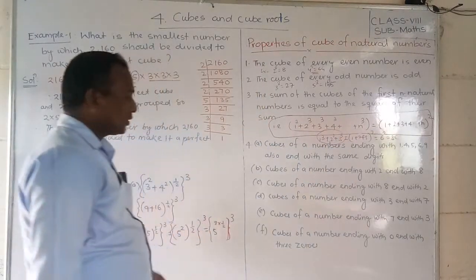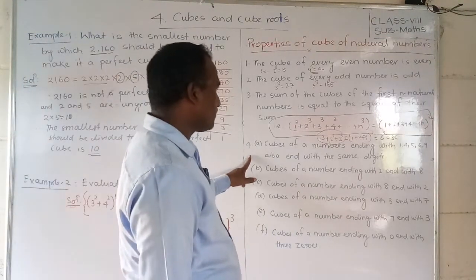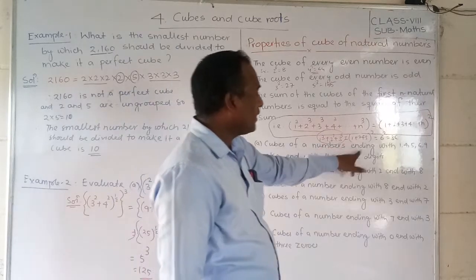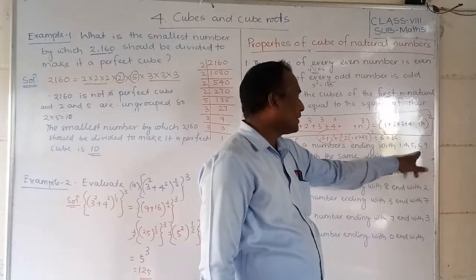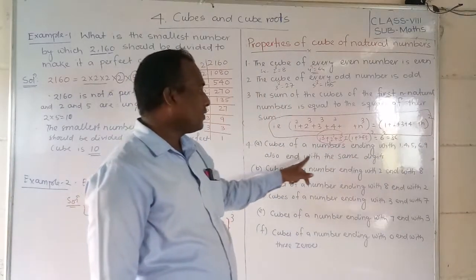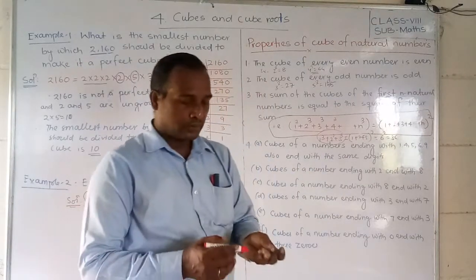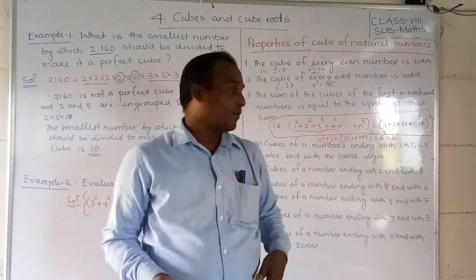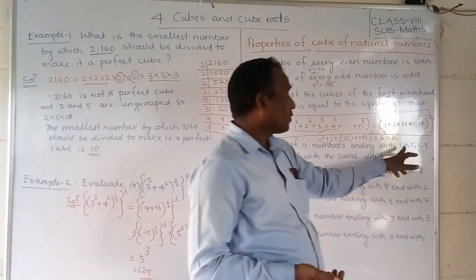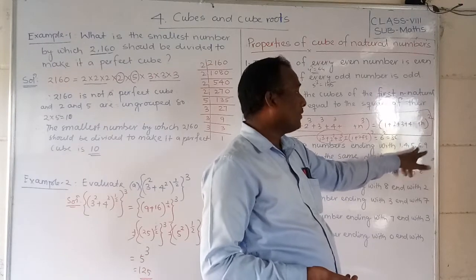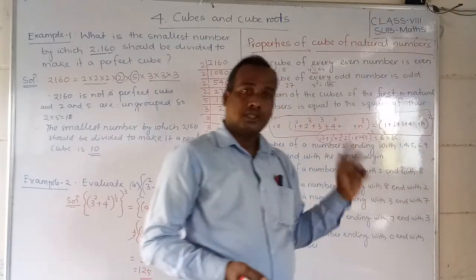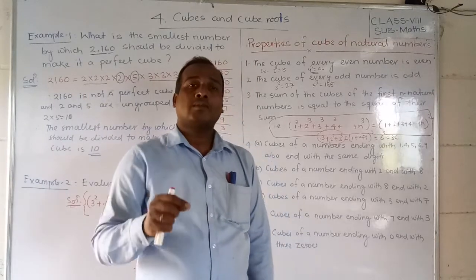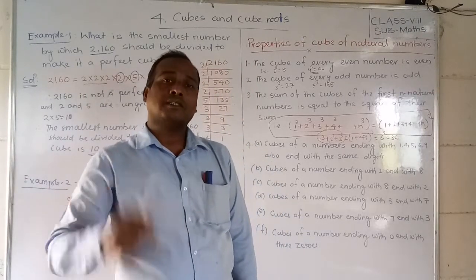Okay, next is the fourth property. The cubes of numbers ending with 1, 4, 5, 6, 9 also end with the same digits. Okay friends, the cube of any number ending with these digits will still end with 1, 4, 5, 6, 9. This will stay or end with the same digit. Same digit means whichever number's cube you are taking, that digit will stay.